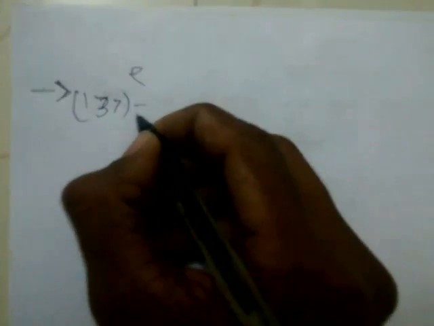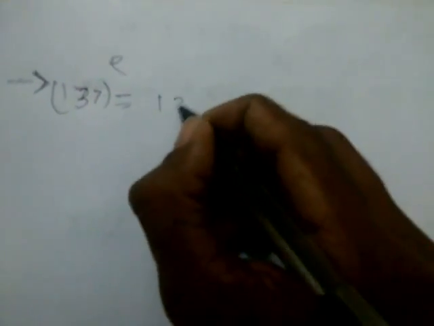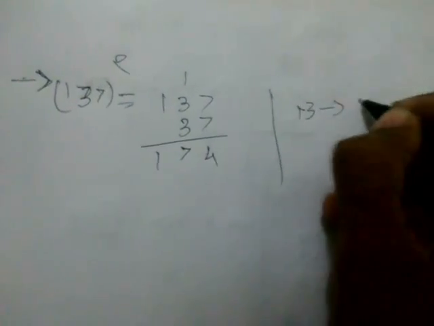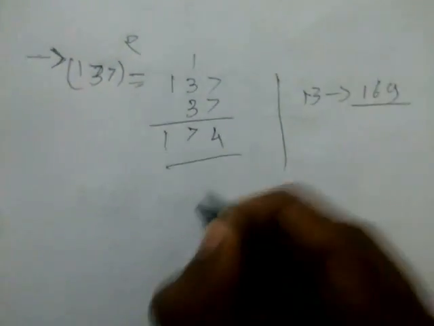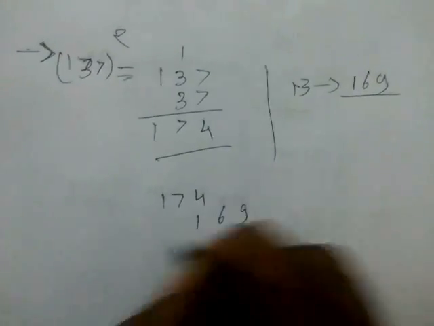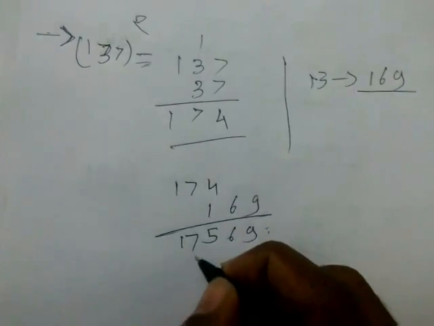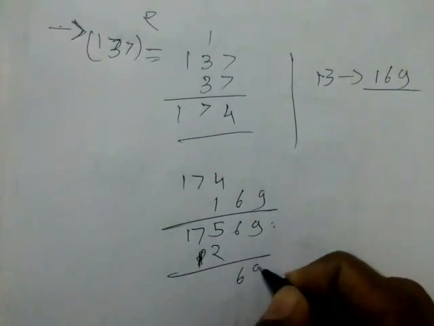We'll take our third and final example for this category and find the square of 137. We'll do it very quickly and see how much time we take to find the square of this number. So in the first step, 137, 37, 174. Square of 13 is 169. Make the combination 174, 169. We get 17569. Add 12 here.